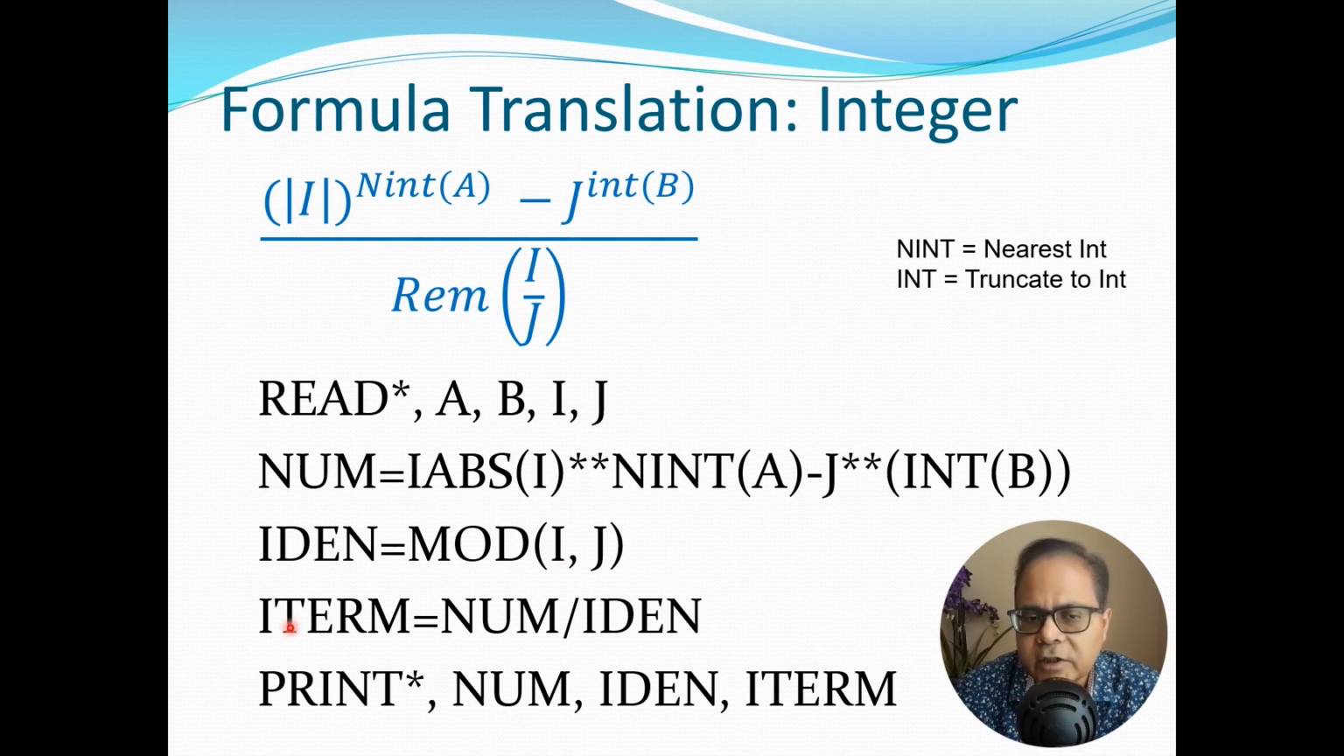Then I write iterm is inum by iden. Remember that all the values here are starting with i, j, k, l, m, n. So I am trying to make sure that I am using int calculations because I have converted the floats here to int also. So then I print out the numerator, the denominator, and the value of this particular term here, which is this expression in blue.